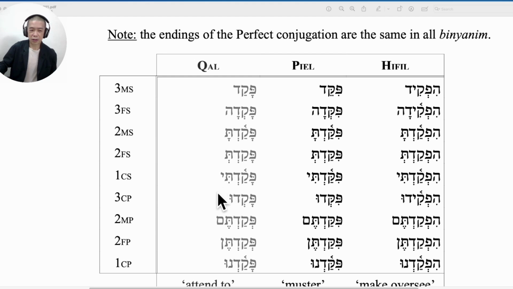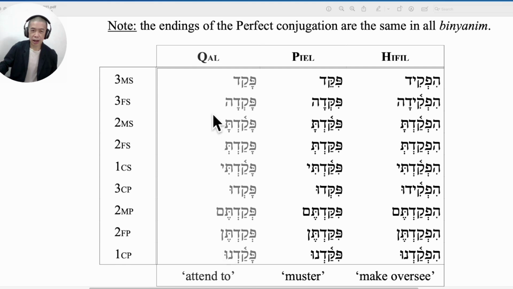For the third person common plural, there is a vav with a dagesh pronounced as a u at the end of the verb. For the second person masculine plural, there is a tam, a tav with a mem at the end of the verb. For the second person feminine plural, there's a ten at the end of the verb. For the first person common plural, there's a nu at the end of the word.